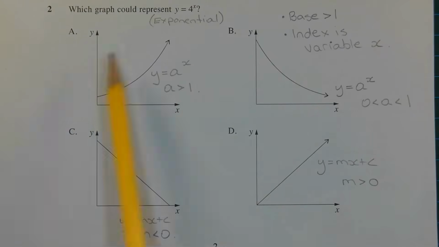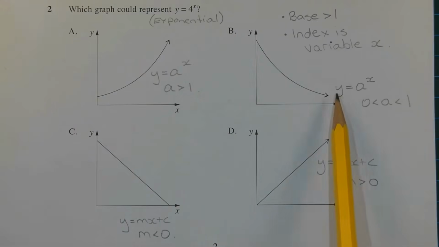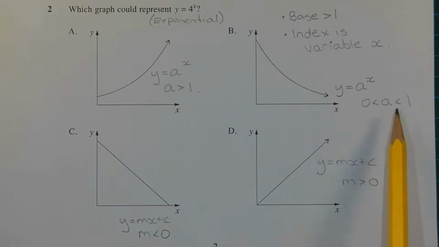Now for completeness, if we consider the other options, looking at option B, we have y equals a to the power of x. It is a type of exponential relationship. However, the base a is a value between 0 and 1. Looking at option C, this is a straight line graph, and it's of the form y equals mx plus c, where m, the gradient, is less than 0 or negative. And looking at option D, this is of the form y equals mx plus c, where m, the gradient, is greater than 0 or positive.